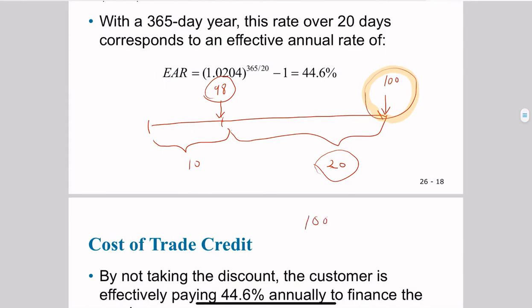So the 20-day interest is given by 100 divided by 98 minus 1, right? But this is just the interest rate for 20 days, and we want to annualize this. So the effective annual rate would be this number to the power of 365 divided by 20, minus 1, which is 44.6%, right?